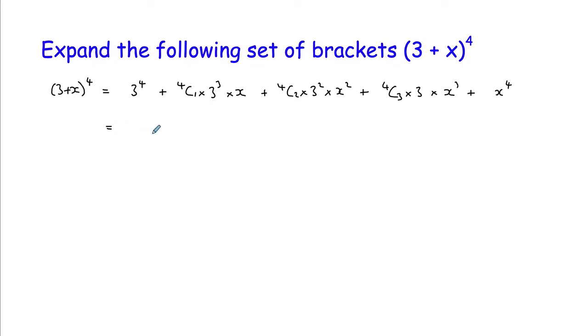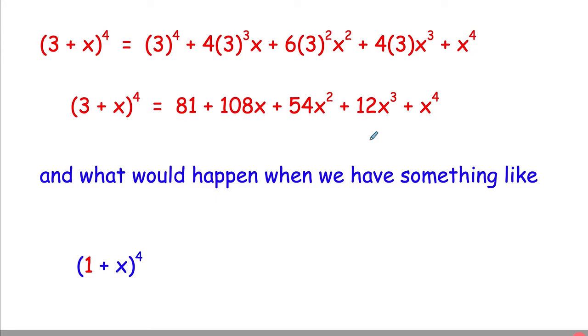If we work these values out, 3 to the power of 4 is 81. We've got 4 times 27, which is 108. 4C2, you can check that on your calculators if you're not sure, that's 6. 6 9s are 54. 4C3 is 4. 4 3s are 12. And then x to the power of 4 on the end. So that's the expansion for 3 plus x to the power of 4. So I've got my answer there.